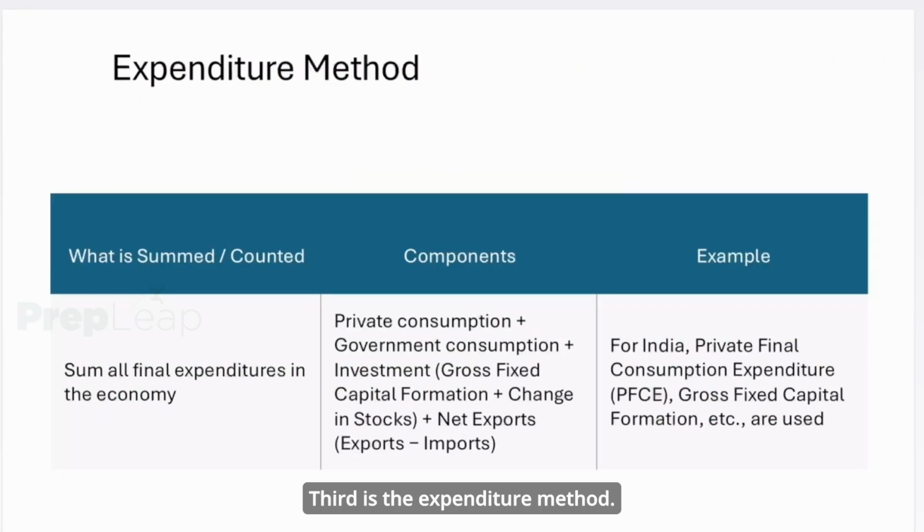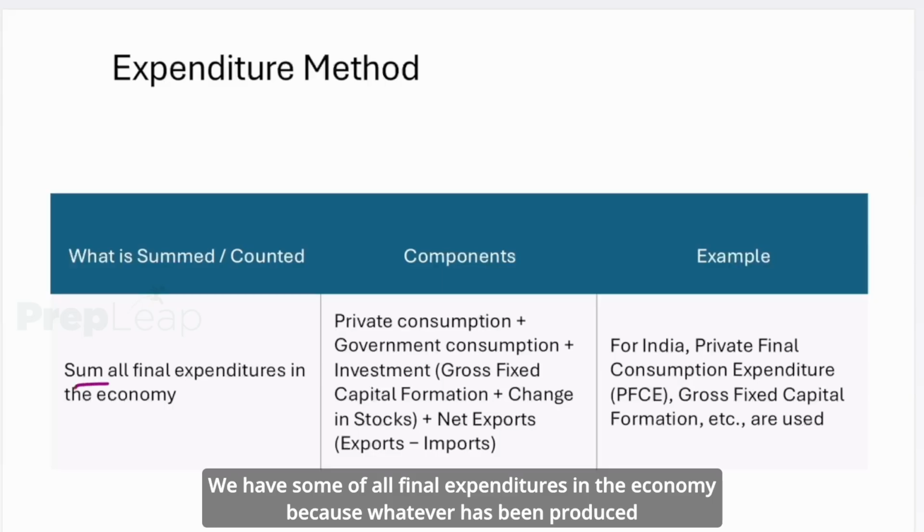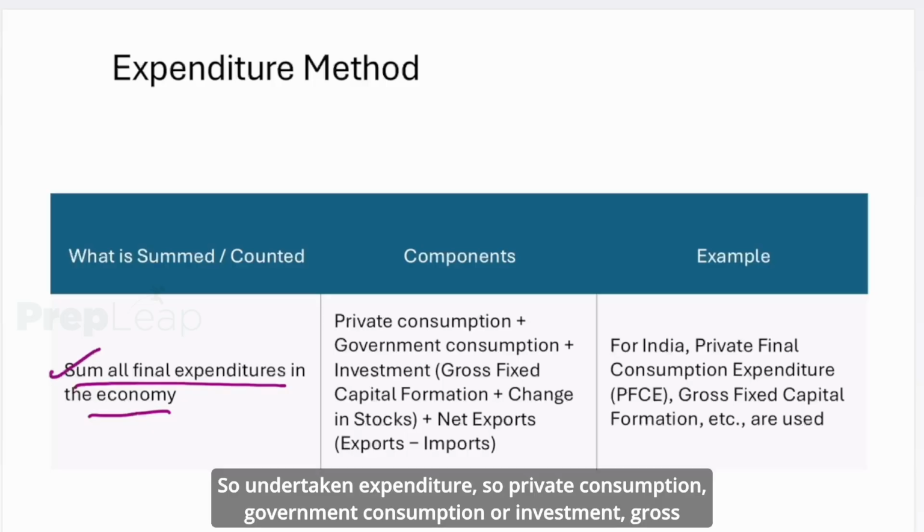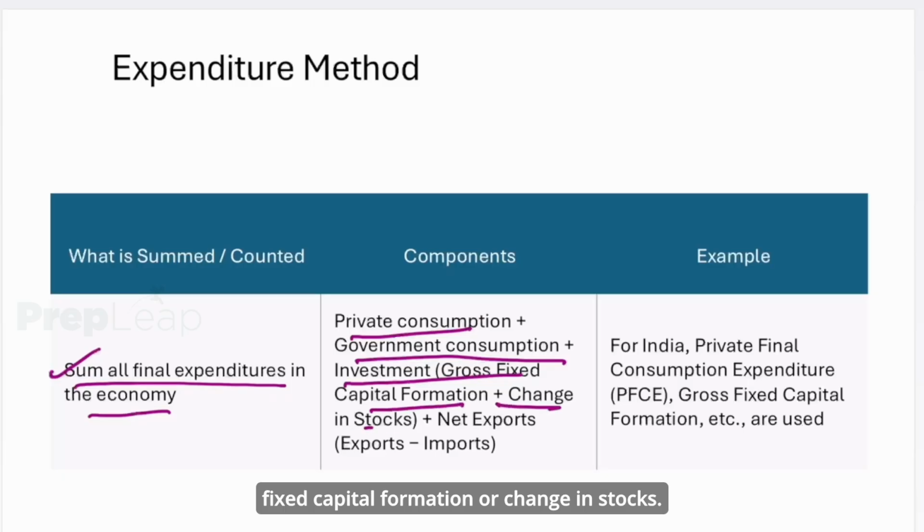Third is the expenditure method, where we sum all final expenditures in the economy, because whatever has been produced is bought by somebody. So we undertake an expenditure: private consumption, government consumption, or investment, gross fixed capital formation, or change in stocks.